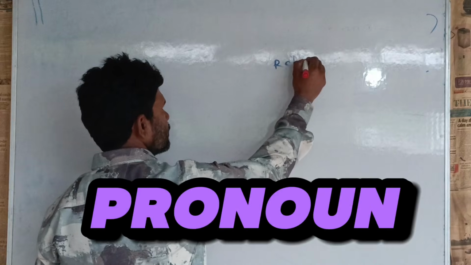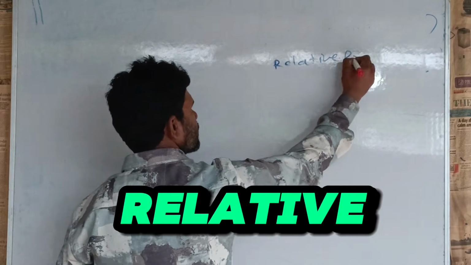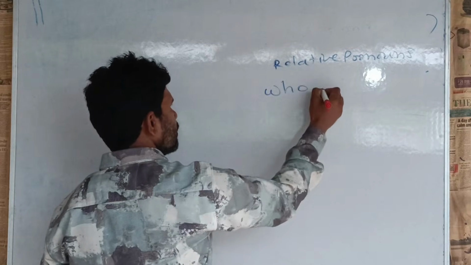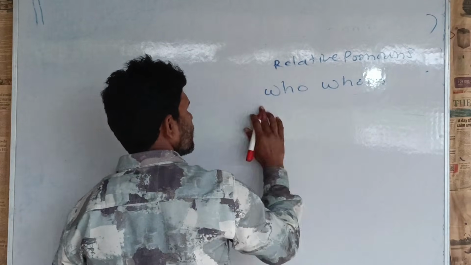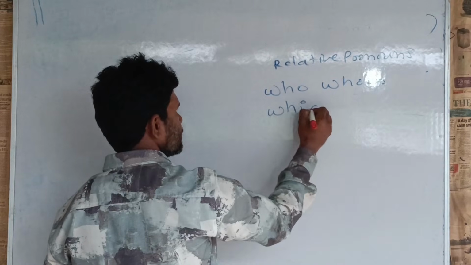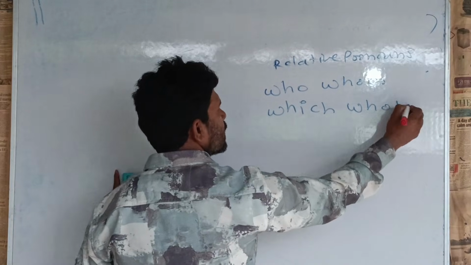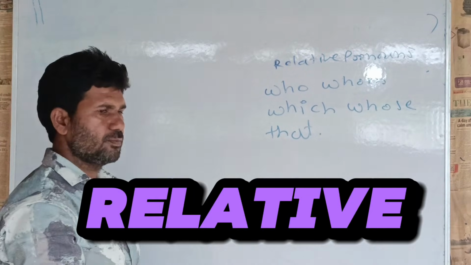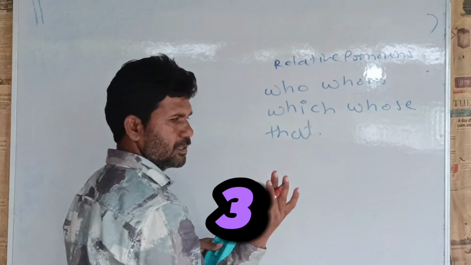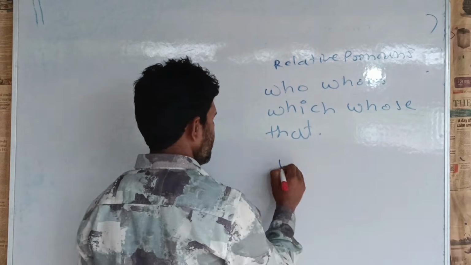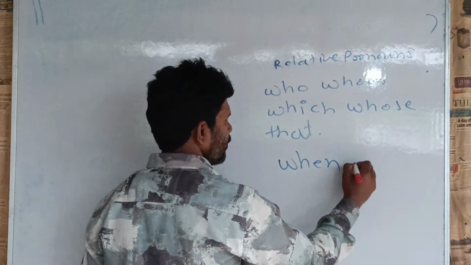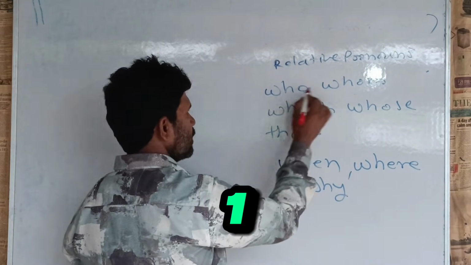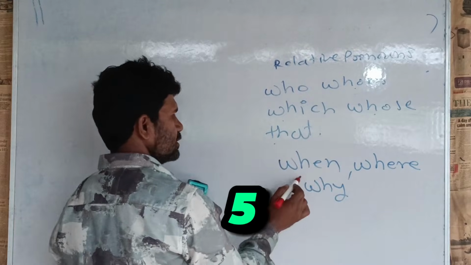First is relative pronouns. There are relative pronouns who, whom, which, whose, and that. 5 relative pronouns and 3 relative adverbs: when, where, and why. 1, 2, 3, 4, 5, 6, 7, 8.